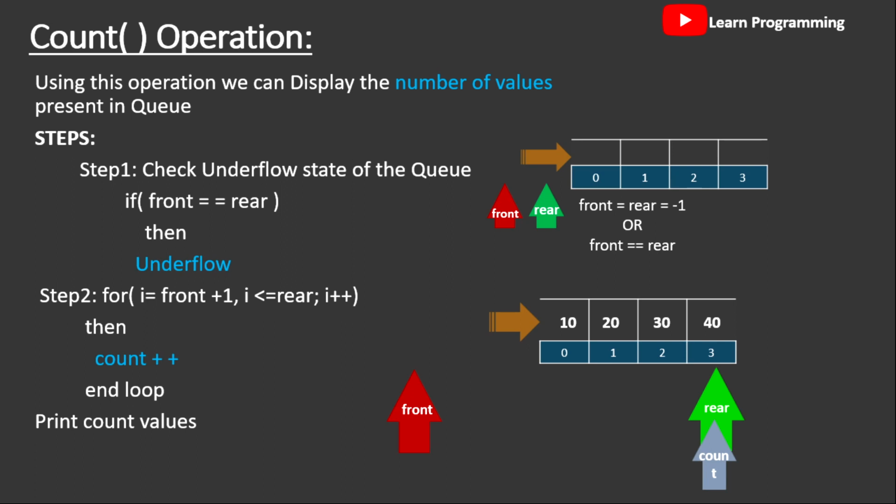So after this, the I variable will become 4 and the condition 4 less than or equal to rear fails. So the count plus plus will not happen. The for loop will be terminated right here. And now we have the count variable holding the value 4. So print 4 gets executed right here. Hope you understood the count operation.